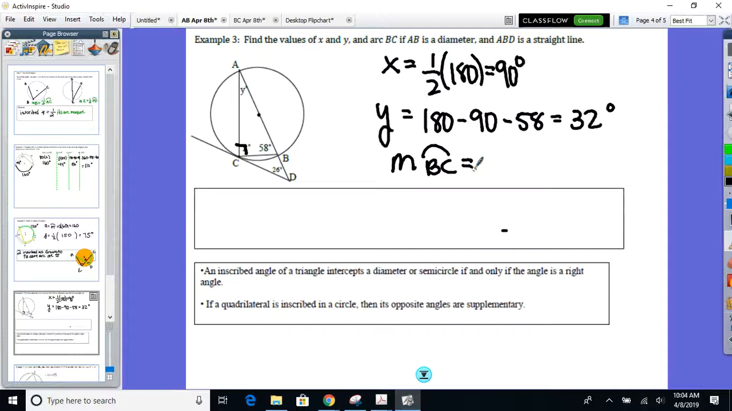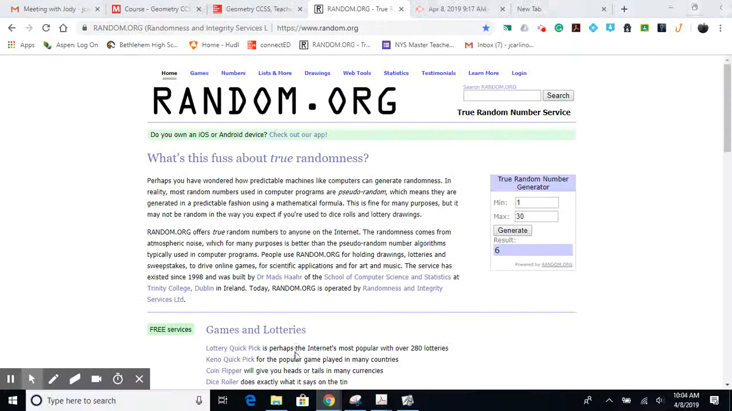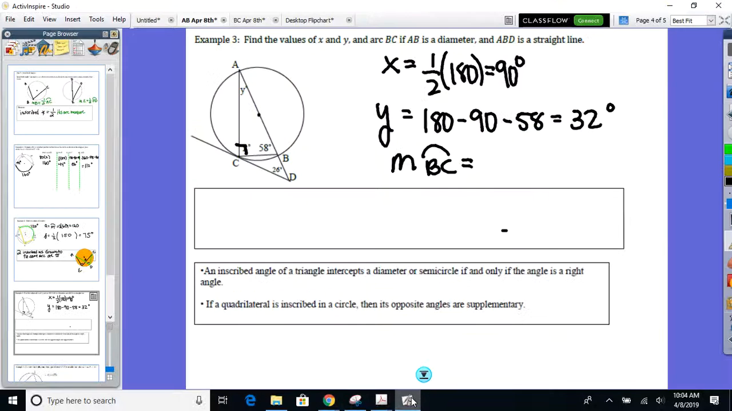The measure of arc BC now. Do you see an inscribed angle that's drawn to BC? Y. What did we find out Y was? It's 32. So I don't want to take half of it. If I'm going to find the arc, I want to double it. And we end up with 64 degrees. Not done. I've got one more problem there on the next page. We okay with all that?